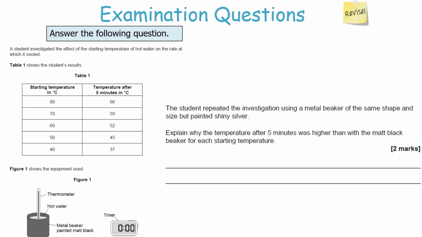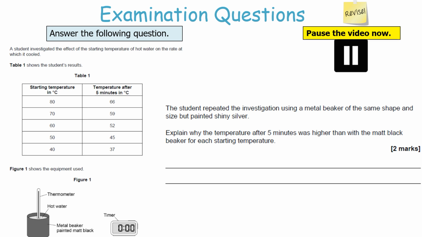The next question says, the student repeated the investigation using a metal beaker of the same shape and the same size, but painted it silver. Explain why the temperature after 5 minutes was higher than with the matte black beaker for each starting temperature. So pause the video now, then unpause the video when you want to go through your answer.